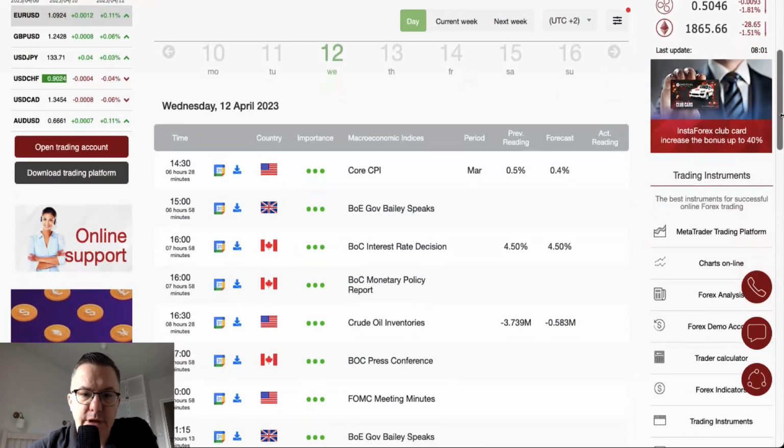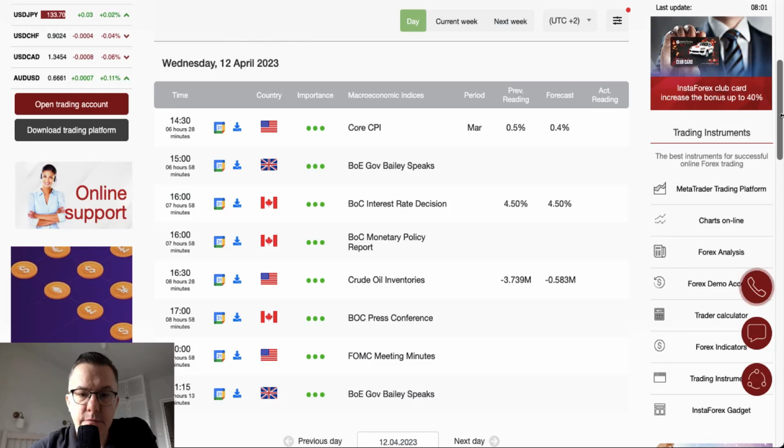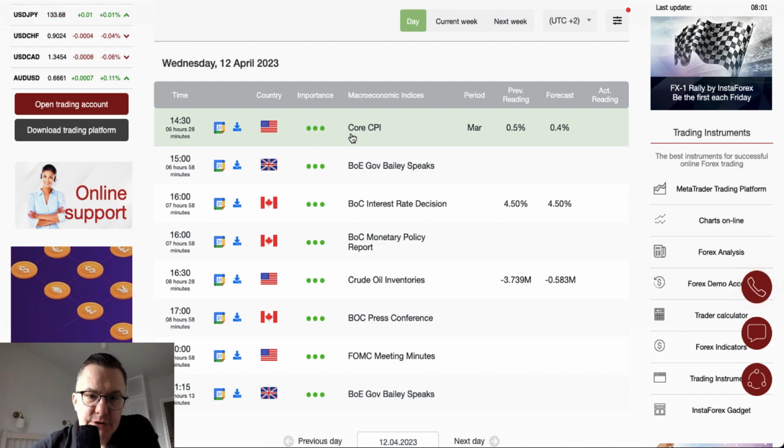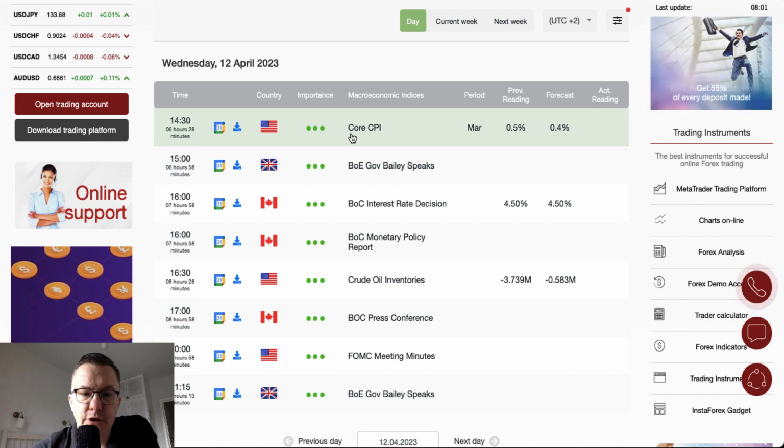On the Forex economic calendar, we can see we have some very interesting and very important data releases today. We start with the core CPI data, the last one before the interest rate decision by the Fed. The core CPI for the US is scheduled for release at 2:30, and the forecast is 0.4%, which is lower than the previous reading of 0.5%.